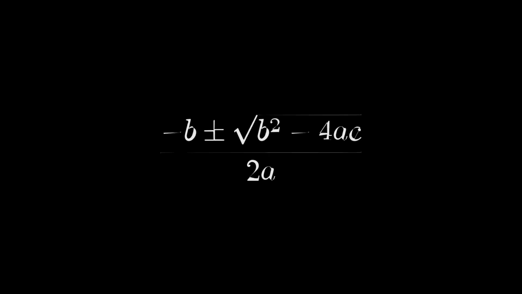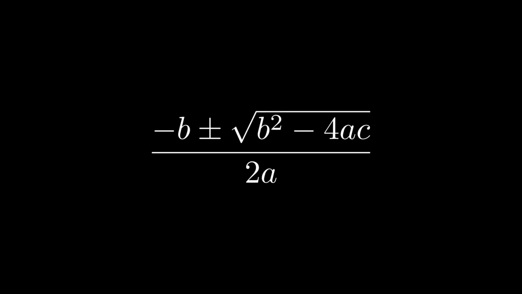So what is an imaginary number? And if it's imaginary, then why does it even matter? To answer this, let's first look at the quadratic formula. Minus b plus or minus the square root of b squared minus 4ac all over 2a.